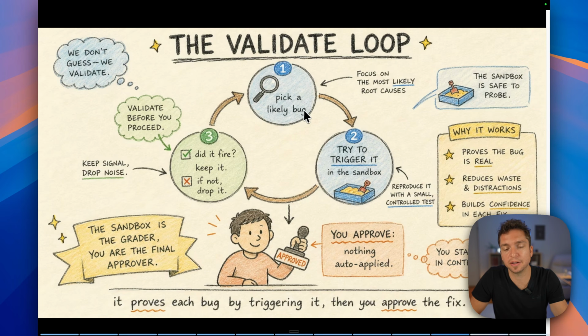So we have this validate loop where it picks a likely bug that it found after scoring it in that threat model. It tries to trigger it inside its little sandbox. And then if it fired, it will keep that. If it doesn't fire, then it drops it. And it goes round and around in this loop until it's tested everything. And then it can present you that information that is tested and entirely accurate, so that you know what you actually need to focus on.